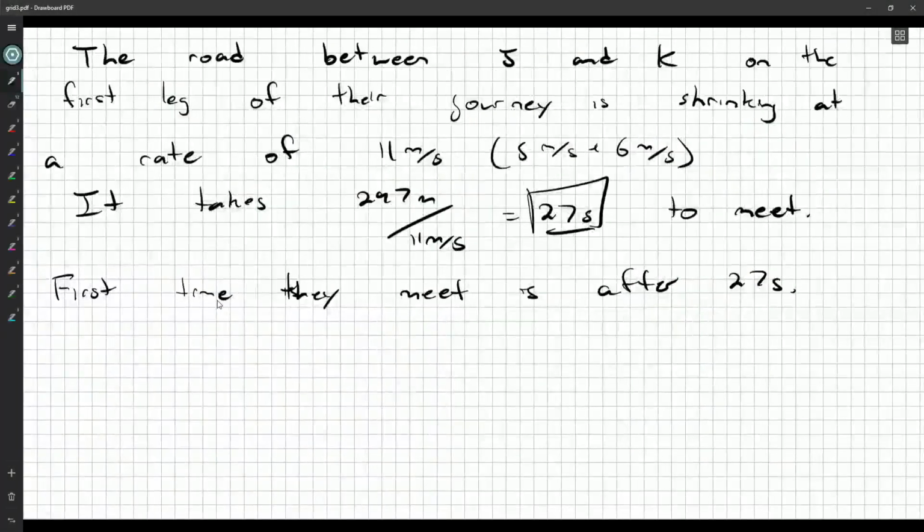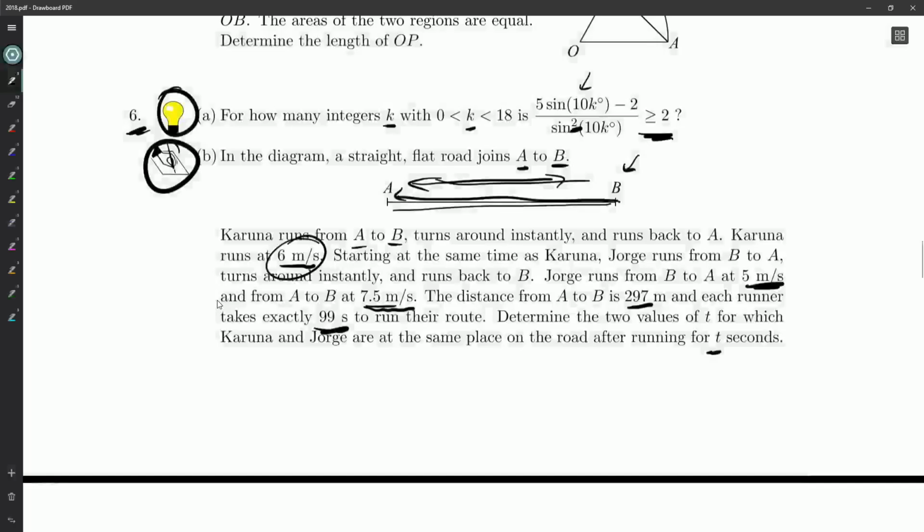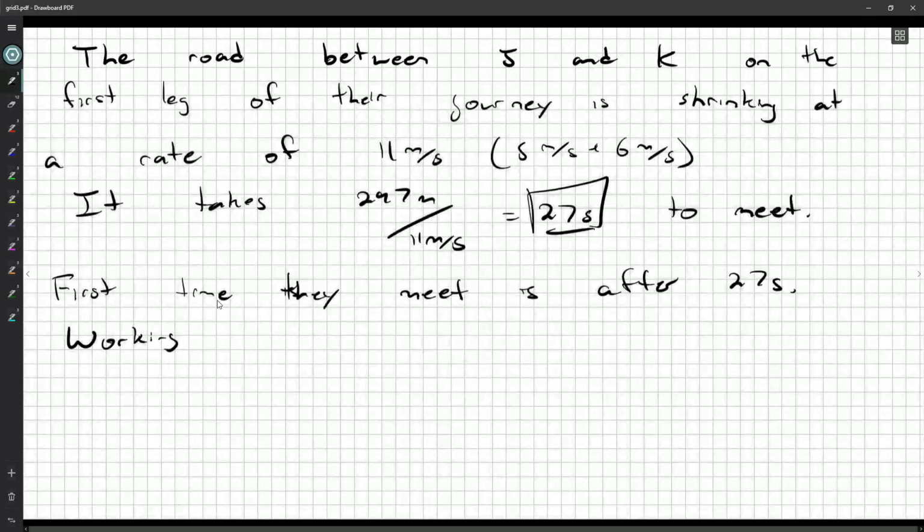Wanted to make sure. So I think we can just work backwards, because what's happening at the end, sort of the reverse, is imagine they've met and then they're running away from each other, and they're increasing the amount of road between them at a particular rate. Now, it's not 11 meters per second because Jorge is not going at 5 meters per second. But here we go. So, I might even say working backwards, because they do just want the 2 times, right? They do tell, yeah, the 2 values. So we don't even have to show that there's only 2 times that'll happen. Very, very simple here.